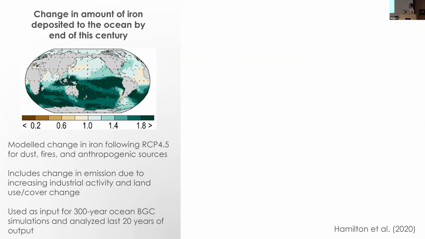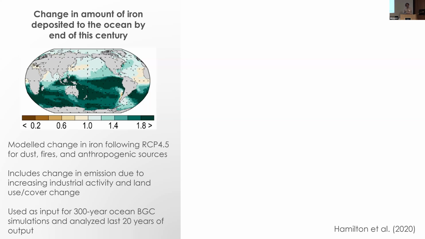Anthropogenic changed very little, and in actual fact, the vast majority of the changes that we're seeing over the course of the century are coming from the increasing wildfire activity. And that's what you're looking at here. These big increases of potentially up to 80% more iron being deposited, particularly to the southern hemisphere, is coming from increased fire activity in these simulations.